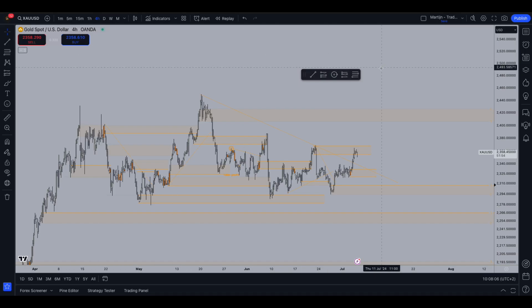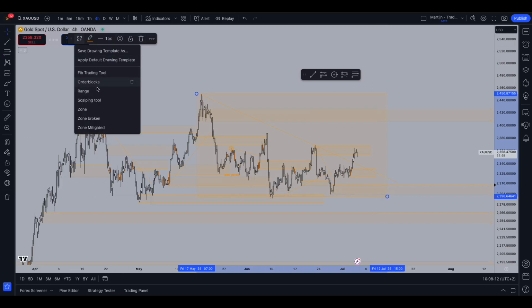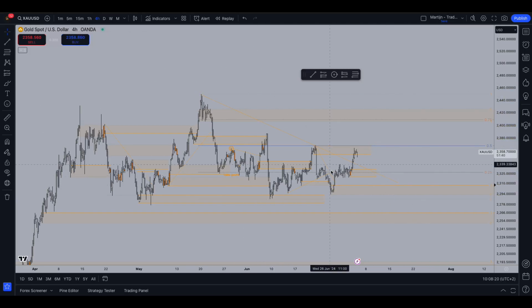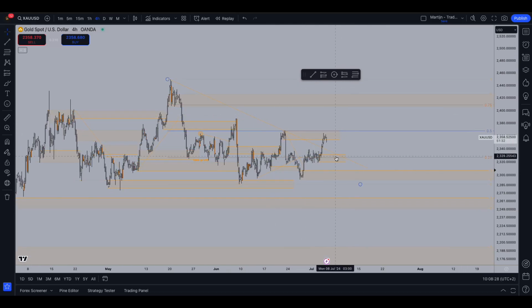So if we draw our range tool, let's take a range tool. If we draw it from the tops until the bottoms like this, we have our 0.25 in here, our 0.50, which is the mid-range, and 0.75. So for now, I am looking to scale into some longs at the lower levels, at the lower zones in here, and to cash out at the 0.75 in there.